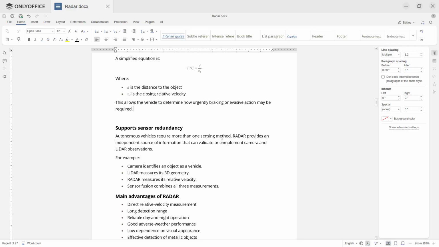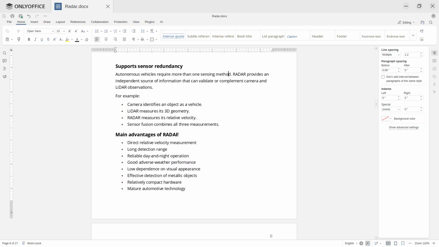Support sensor redundancy. Autonomous vehicles require more than one sensing method. Radar provides an independent source of information that can validate or complement camera and LiDAR observations. For example, the camera identifies an object as a vehicle. LiDAR measures its 3D geometry. Radar measures its relative velocity. Sensor fusion combines all three measurements.